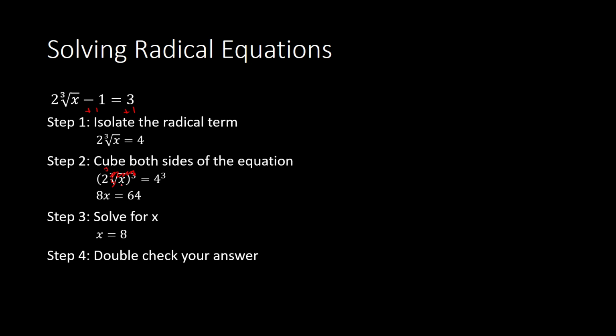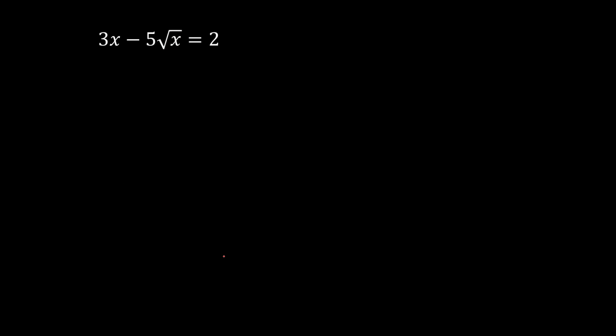Then always double check to make sure that you have the correct solution. You plug an 8 back in. 2 times the cube root of 8. Well, the cube root of 8 would be 2, so 2 times 2 is 4. 4 minus 1 is 3. That would work. So that is the steps you want to use when solving radical equations. I'm going to show you one more example.